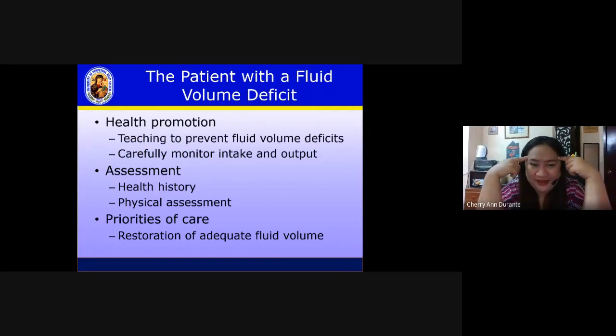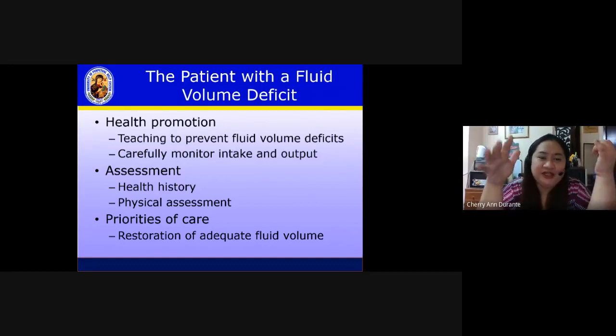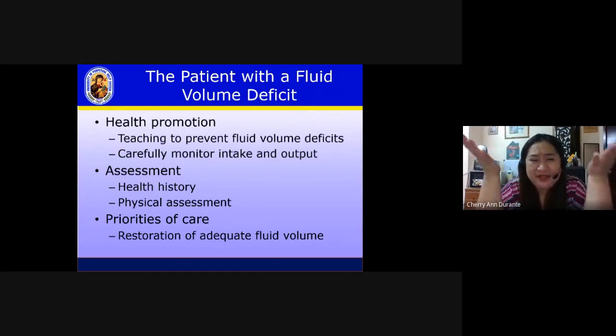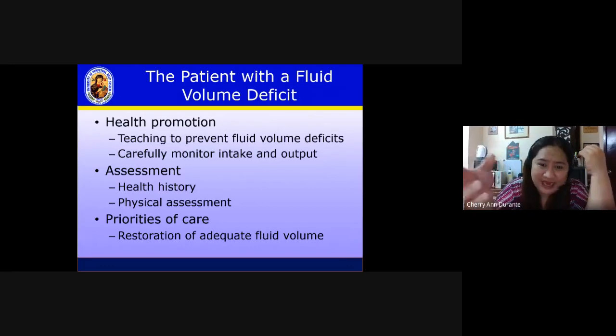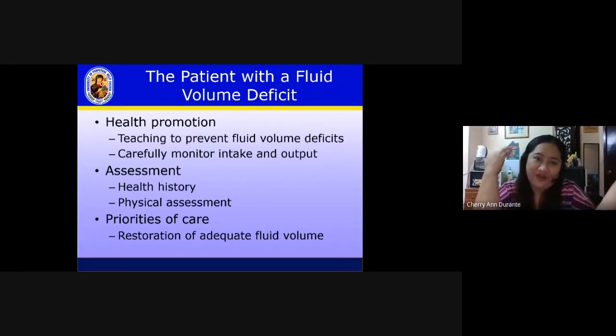Okay? So, health promotion. You have to teach the patient how to prevent fluid volume deficit by drinking the amount necessary for normal functioning, like 8 to 10 glasses of water per day. So, for real, how many glasses do you drink per day? In a day. Yun ang kasama sa attendance nyo, sagutin nyo yan. Tsaka ngayon yata favorite beverage.